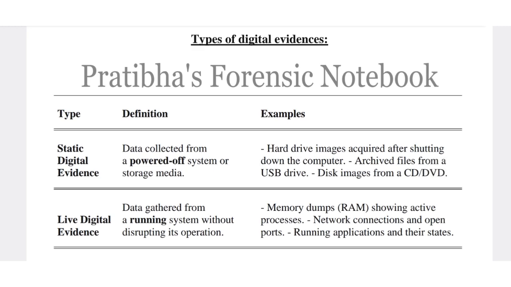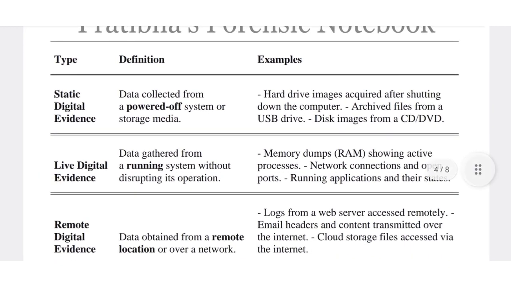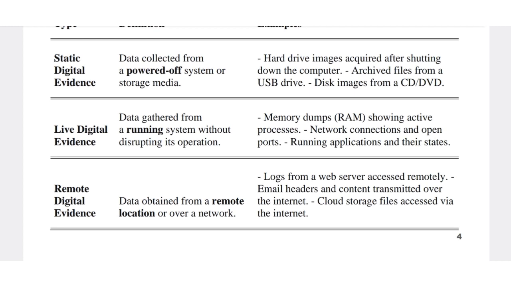So now let's see the types of digital evidences. Digital evidence is divided into three parts: static digital evidence, live digital evidence, and remote digital evidence. Let's understand. The first one is static digital evidence, which means collecting data from a powered off system. For example, hard drive images acquired after shutting down the computer system. Then the second one is live digital evidence, which means taking the data while the system is running. For example, memory dumps, when a system is running and you are taking the memory record.